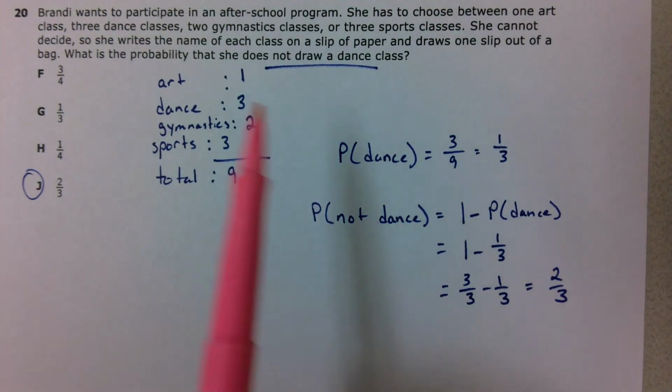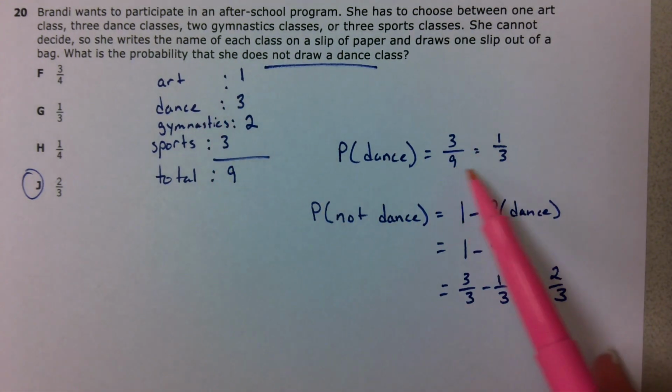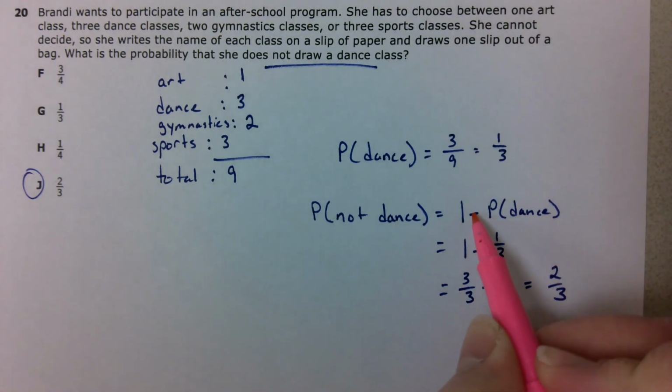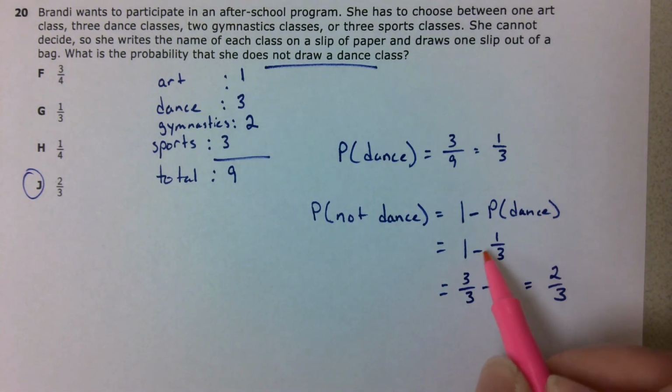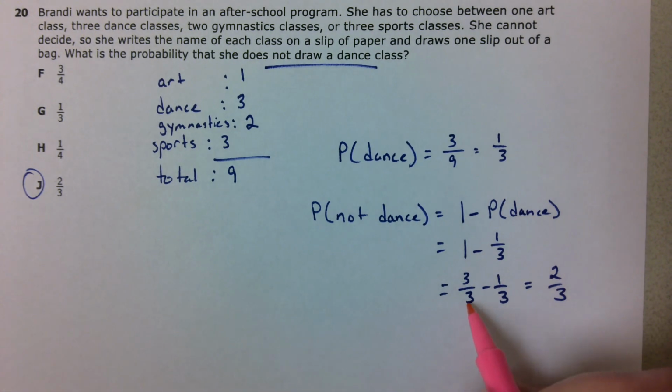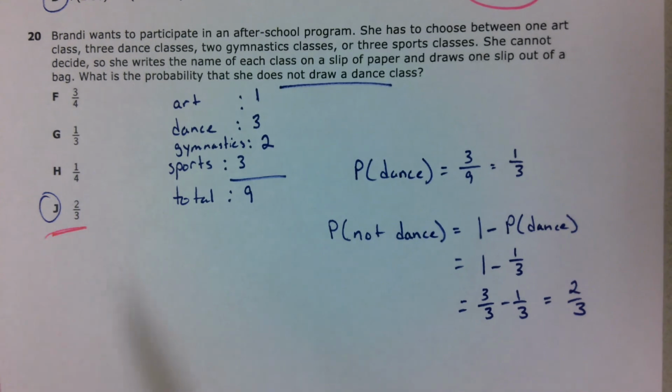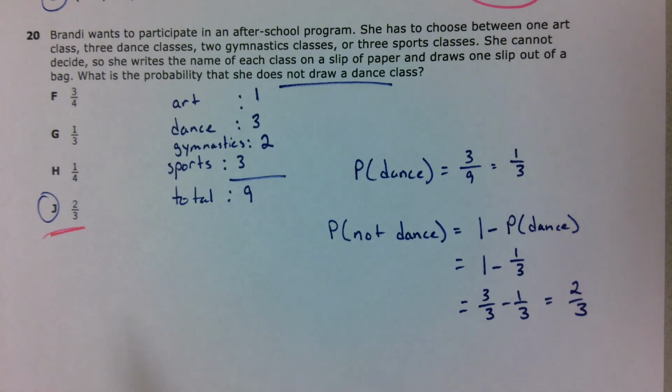So the probability of dance is 3 out of 9, which simplifies to 1/3. The probability of not dance is 1 minus the probability of dance, so 1 minus that 1/3. 3/3 minus 1/3 is 2/3. So she has a 2/3 chance of not drawing a dance class.